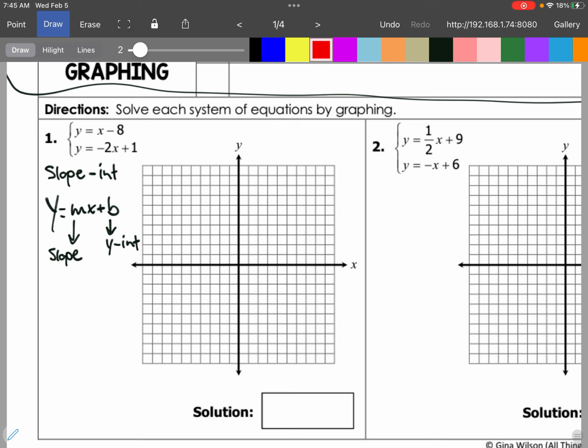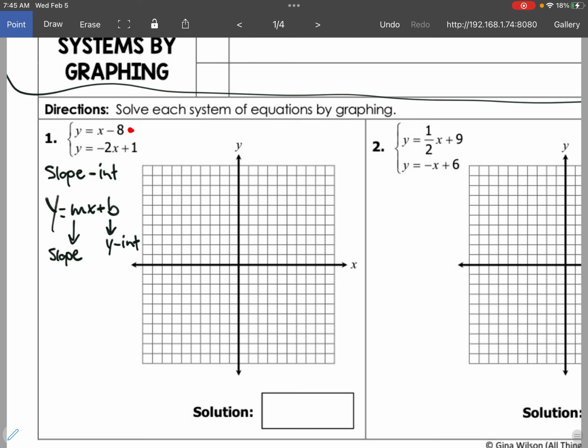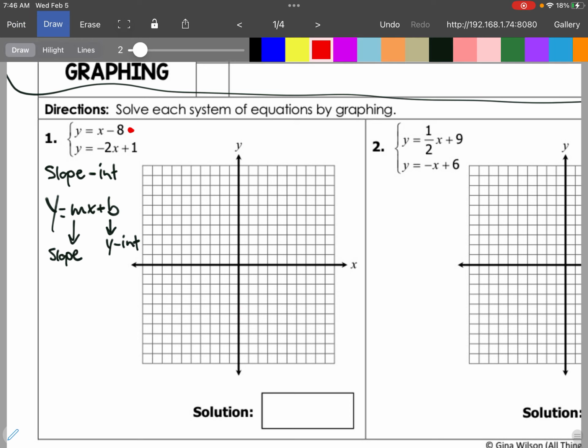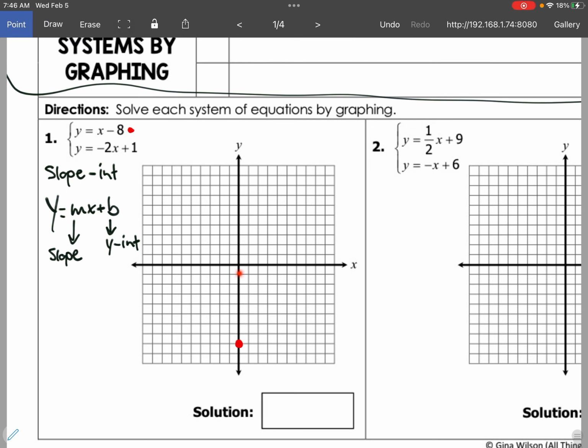So here we go. I'm going to go ahead and graph this first one right here. So we got to take into account what is the b value and what is the m value. For number 1 here, it says the b value is -8. So I go on my y-axis and I count down to -8. -1, -2, -3, -4, -5, -6, -7, -8. I'm going to put a point right there, a red point. 1, 2, 3, 4, 5, 6, 7, 8, just to double check.